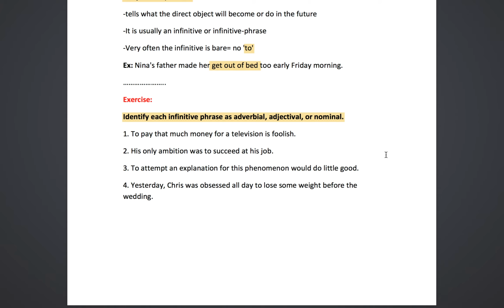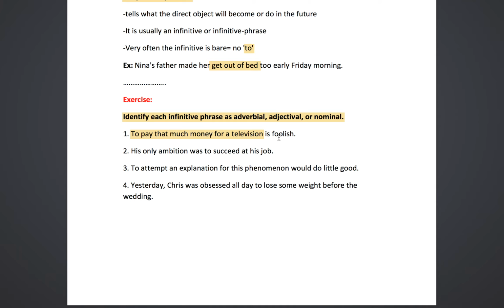I hope you found out the answers, and let's see if you are correct or if you understand the lesson or not. The first one: to pay that much money for a television is foolish. You may get confused because we have too many words here. To pay that much money for a television, it's too much. You don't know which one is the subject of a sentence, but only think by the meaning.